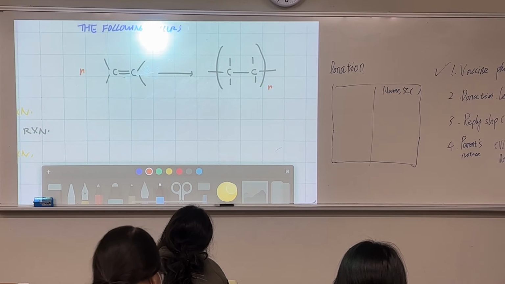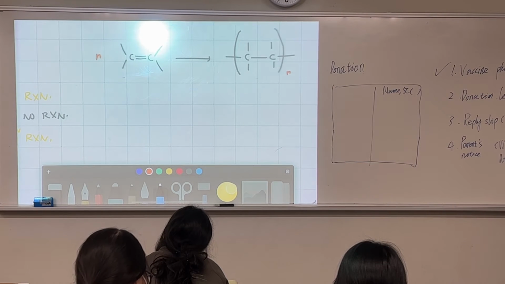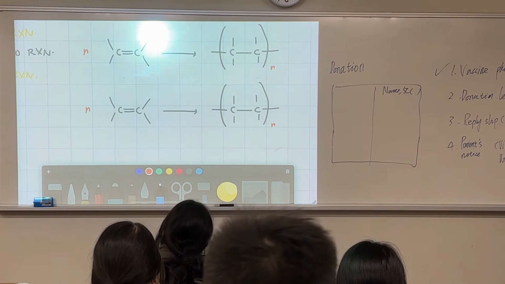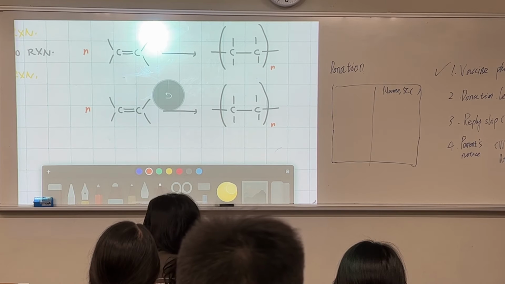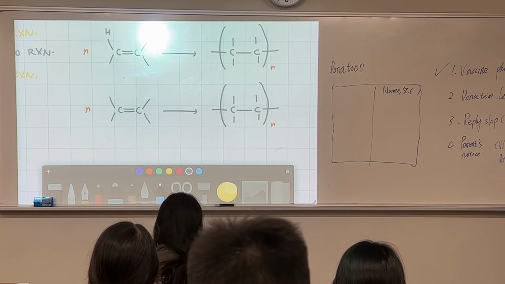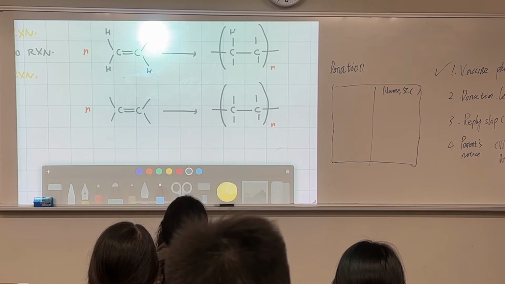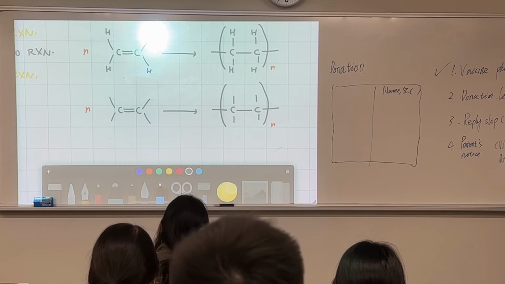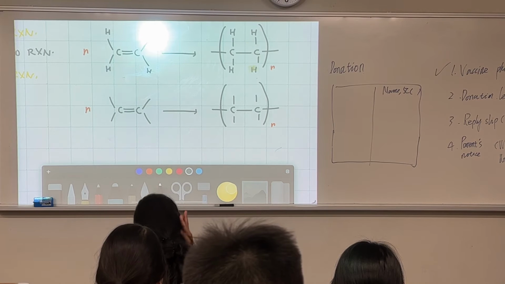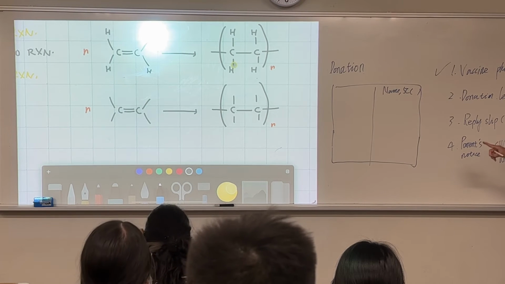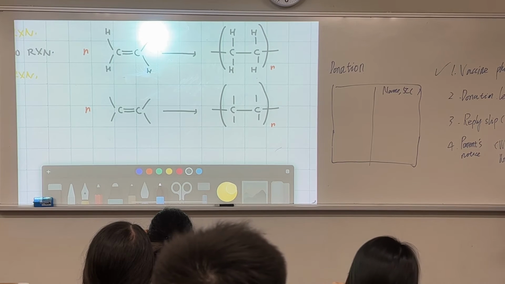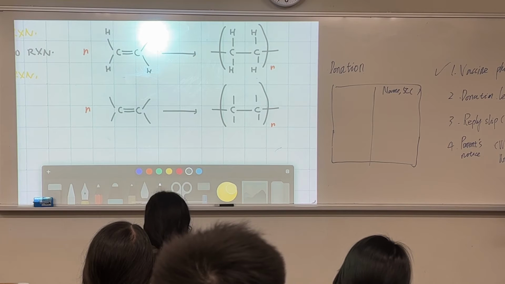For example, when I have ethene, can you copy this 2 times? We'll draw 2 examples here. If the starting monomer is ethene, meaning it has 2 carbons and 4 H's, then the product will look like this. You see these groups remain unchanged in the process. These 4 H's are still there. The only change that happens, can you compare the diagram on the left and on the right? Tell me what is changed. Yes, the double bond is changed to a single bond. That's change number 1.